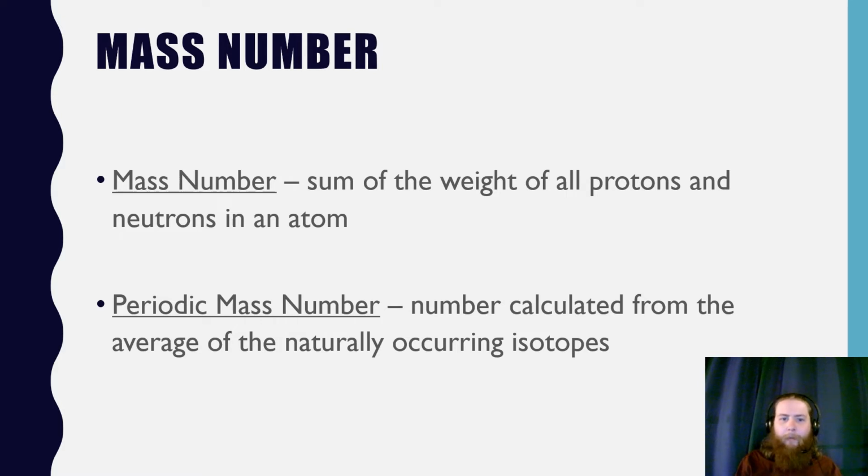On the periodic table, you'll have this periodic mass number. In nature, there are naturally occurring isotopes with different numbers of neutrons. They all have a different mass number. To figure out what number to put on the periodic table, they take all the atoms on Earth, or that we think are on Earth, and the ratio they occur in, and figure out percentage-wise how much weight goes into that, and that's what the periodic mass number comes down to.